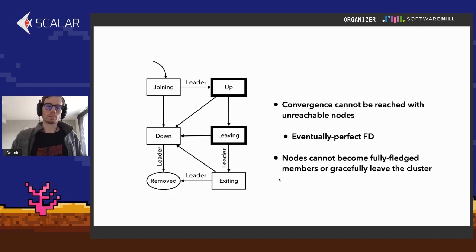And so what this whole thing then means is that if you have one node that's unreachable, maybe because that node has crashed or there's a network partition, you cannot add new fully fledged members to the cluster anymore. Some nodes might still join, but they don't really take part in most of the cluster tasks. And then the leader will never move them to up. So this is kind of a bad situation.